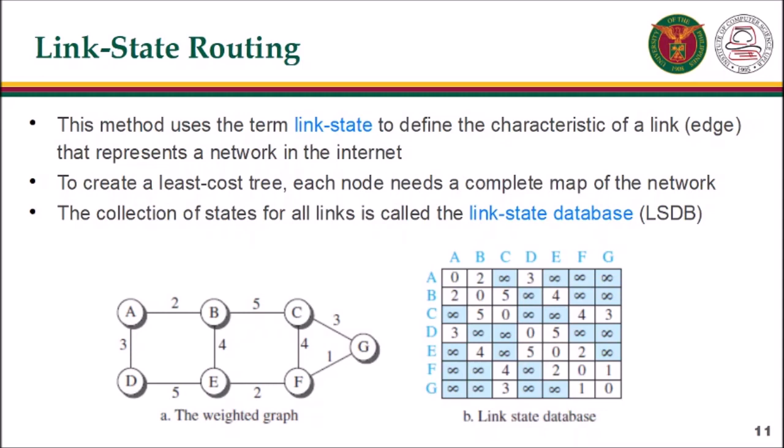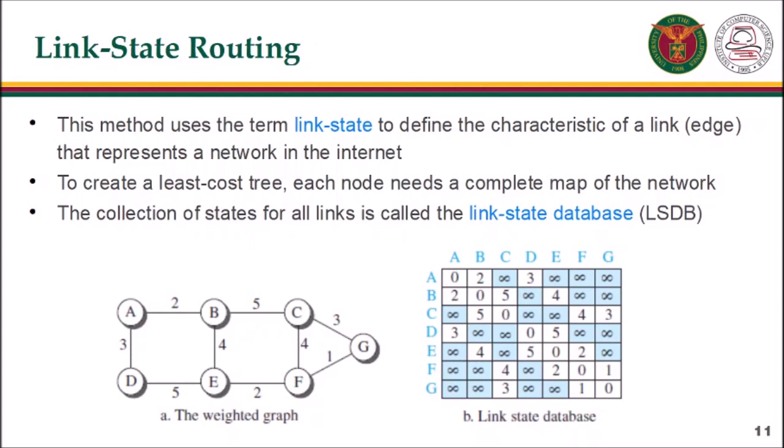To create a least cost tree with this method, each node needs to have a complete map of the network, which means it needs to know the state of each link. The collection of states for all links is called the Link State Database, or LSDB. There is only one LSDB for the whole internet. Each node needs to have a duplicate of it to be able to create the least cost tree.